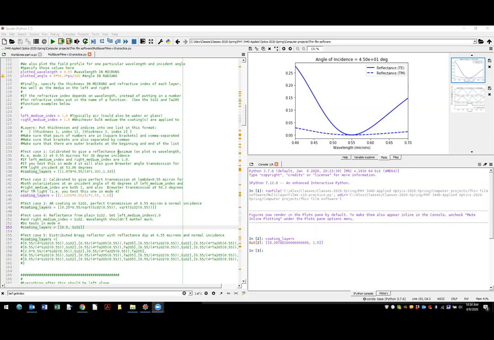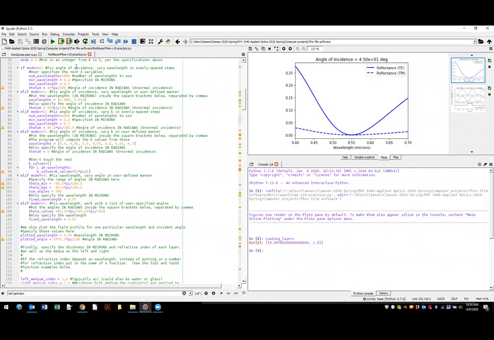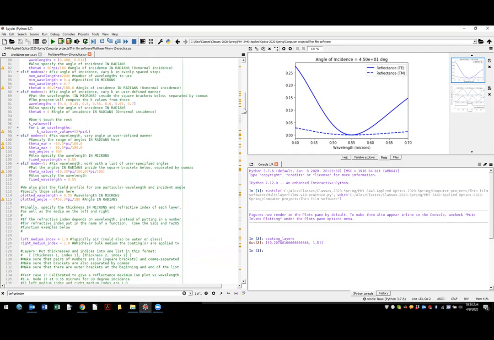And what you should take away, if nothing else right now, is that this code works because when we did a graph of reflectance versus wavelength, for an incident angle of 45 degrees, which means we're working in mode zero because we fixed the angle and vary the wavelength, we got minimized reflectance at 550 nanometers or 0.55 microns. Now, any questions on what we did so far?